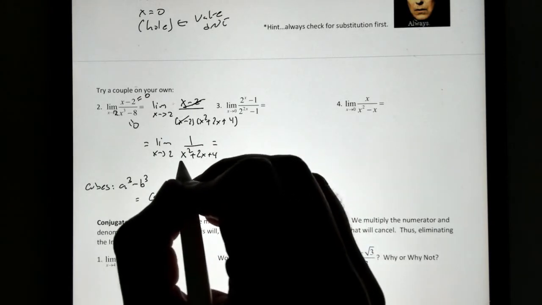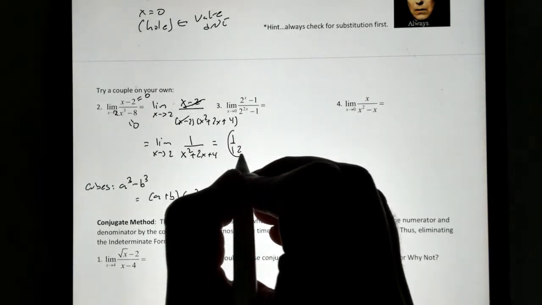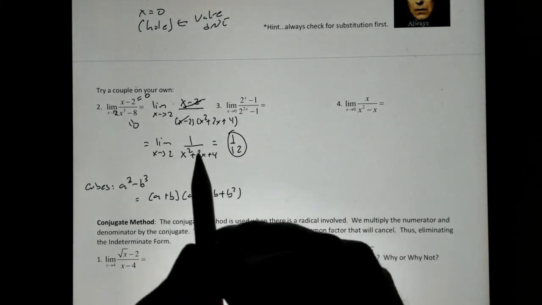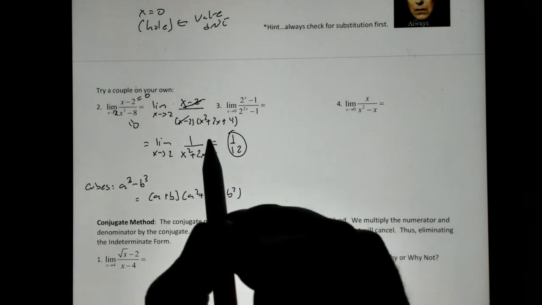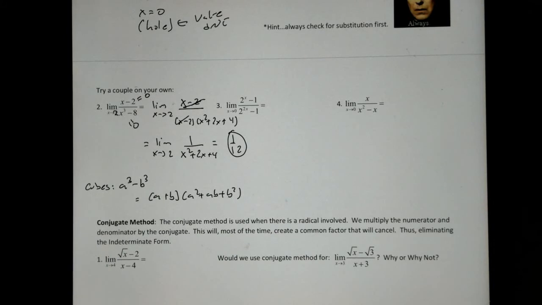Plugging in the 2, we get 4 plus 4 plus 4, which is 12, so 1/12. There's our answer. Notice, I wrote out the limit. Okay, kind of a hint here. As long as there's an x, you write out that limit. Once you get rid of the x, you don't need the limit anymore. That's kind of the hint I normally give.